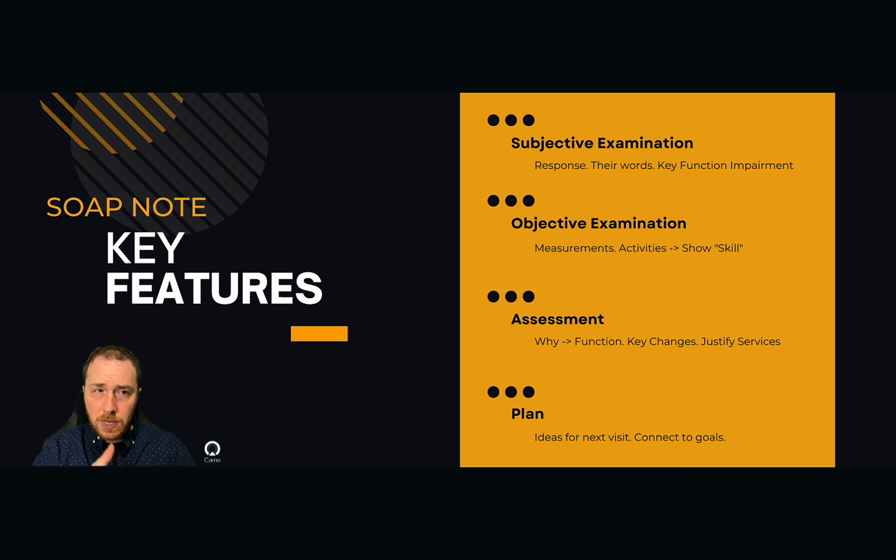All right, so key features, right? Subjective examination: response, how do they feel, etc. Their words, and functional impairments, talk about them. Objective examination: where are your measurements, where are your activities, making sure that you show skill within that. Assessment: why did you do any of these things that you did in that treatment session?